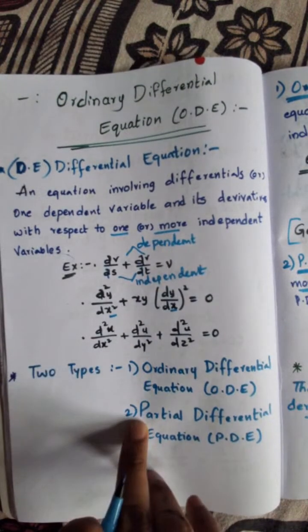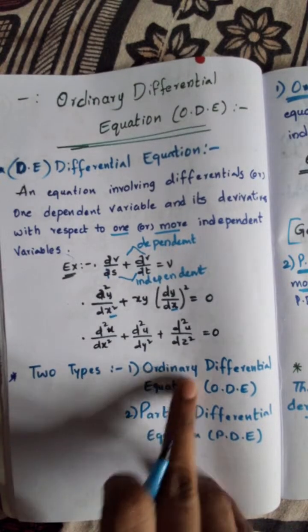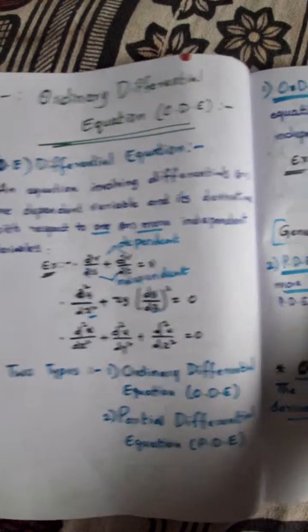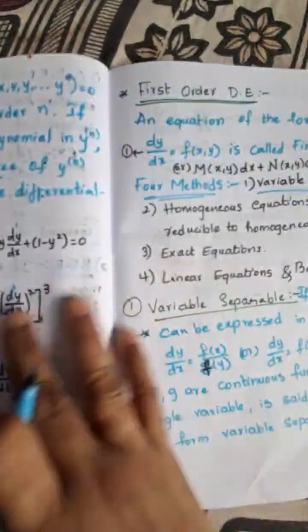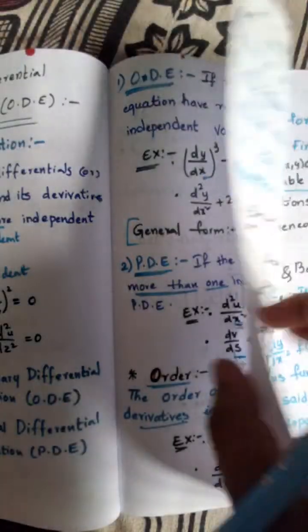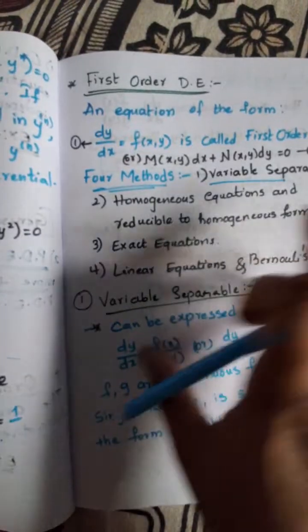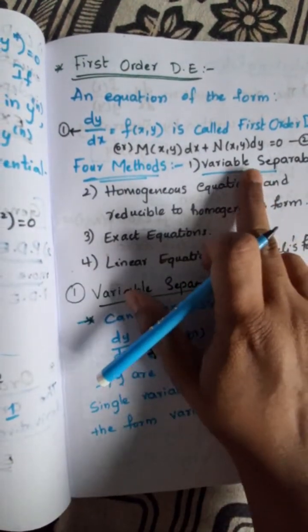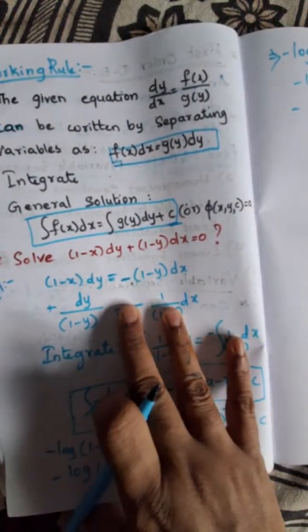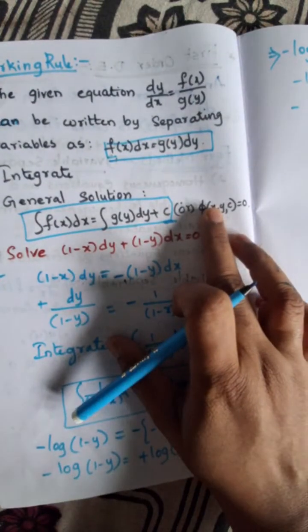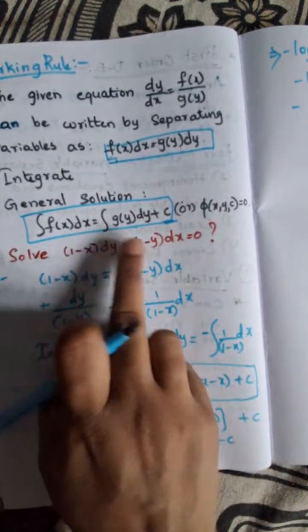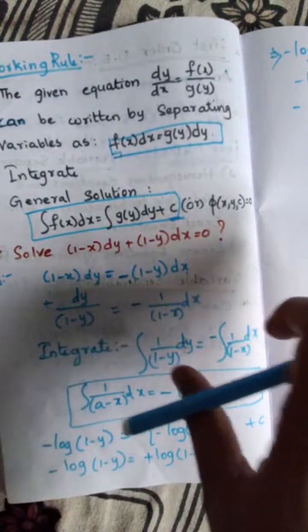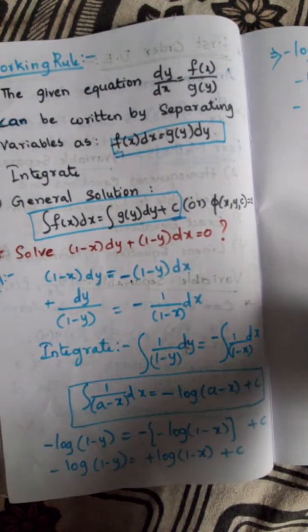There are mainly two important kinds of differential equations: ordinary and partial differential equations. In this video we have learnt only ordinary differential equations. There are four methods we apply for first order differential equations, and I have explained variable separable very easily. Based on variable separable, many examples are there. We have to do it like this only: separate the terms and integrate, and that is the general solution of the question. Like this we can solve very easily.